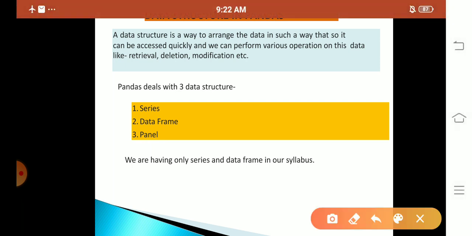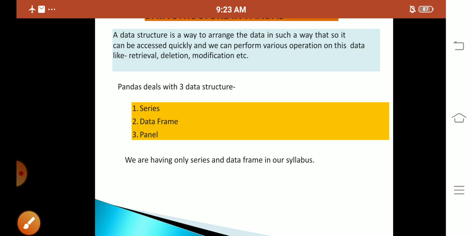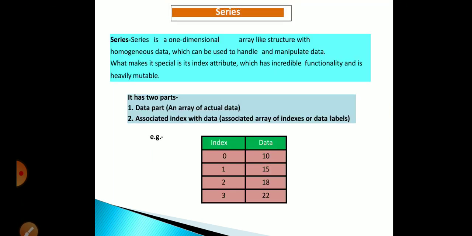What are the three data structures? First one is series. I have said series is used for one dimensional data structure, and data frame is used for multi-dimensional data structure. And the third one is panel, which we use for 3D structure. But in our syllabus we will study two data structures. First one is series and second one is data frame. So first, series. What do you mean by series?